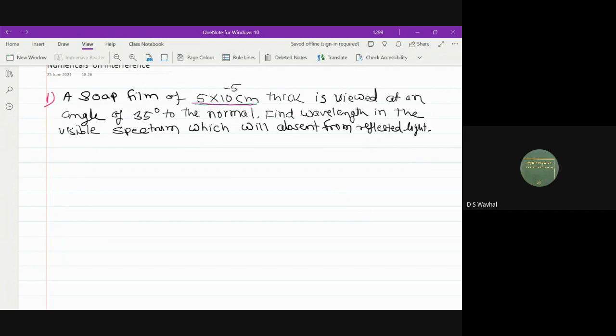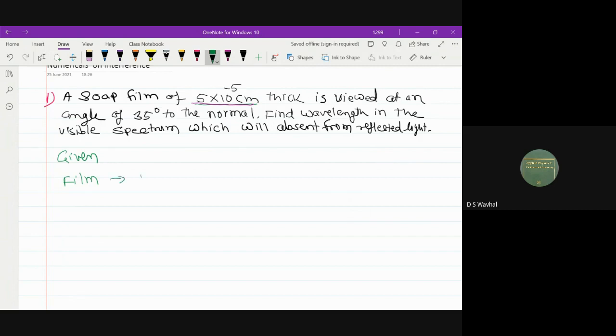So first let us write what is given. Quantities. The thickness of the film is given. First, the soap film is given. So, you know that soap film is parallel thin film. Then thickness of that film is given, T, which is here 5 into 10 to the power minus 5 centimeter.